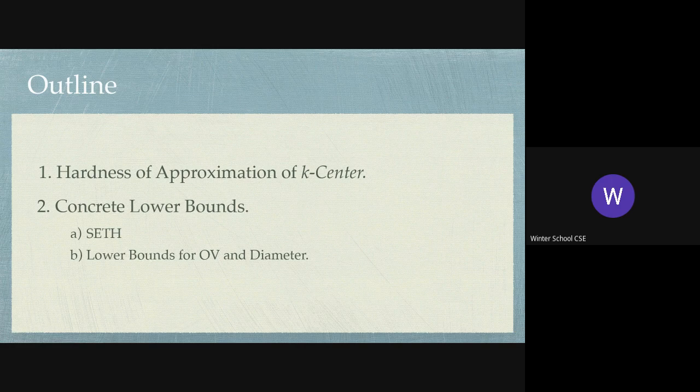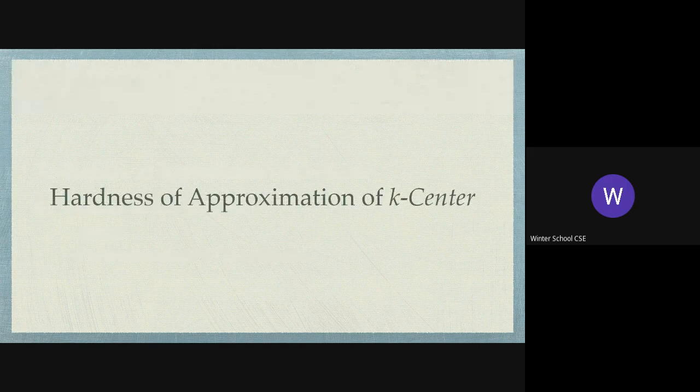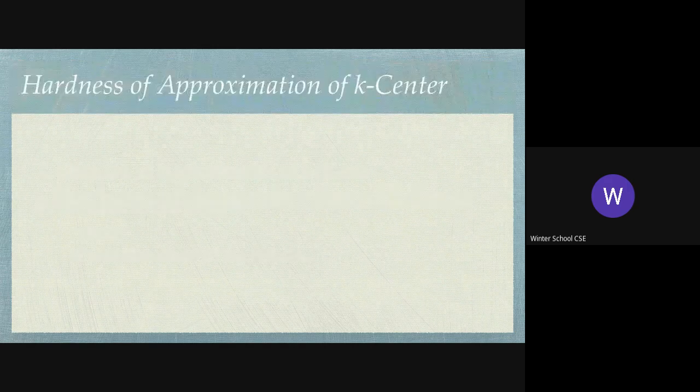So here first we'll see a hypothesis called the strong exponential time hypothesis. Then, assuming this hypothesis is true, we will prove some lower bounds for two problems called the orthogonal vector problem and the diameter problem. Fine. So let's start with the first one, hardness of approximation of k-center.